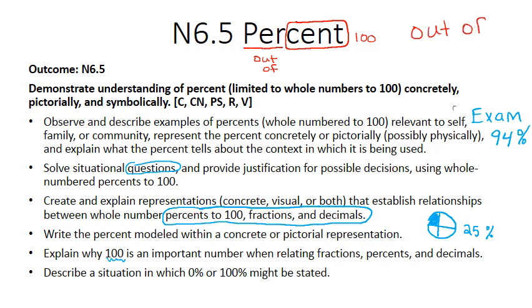So the word percent means out of 100. Okay? And we could write that as a fraction. So as a number, we don't know, maybe x over 100. So percent means out of 100. So that's why 100 is an important number for percents.